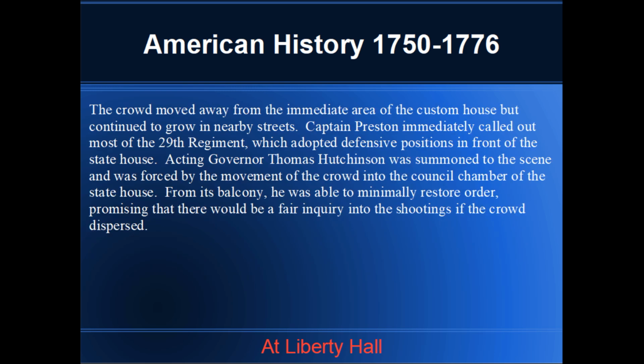The crowd moved away from the immediate area of the Custom House, but continued to grow in nearby streets. Captain Preston immediately called out most of the 29th Regiment, which adopted defensive positions in front of the State House. Acting Governor Thomas Hutchinson was summoned to the scene and was forced by the movement of the crowd into the council chamber of the State House. From its balcony, he was able to minimally restore order, promising that there would be a fair inquiry into the shootings if the crowd dispersed.